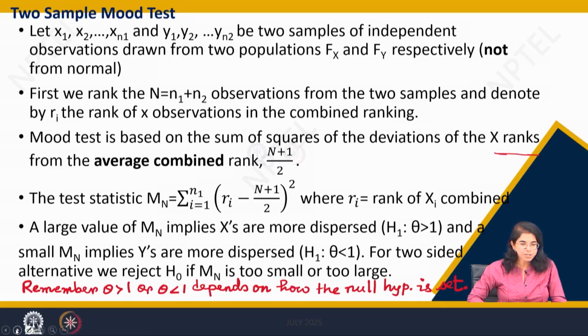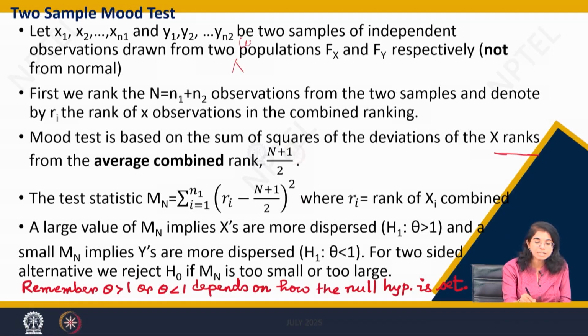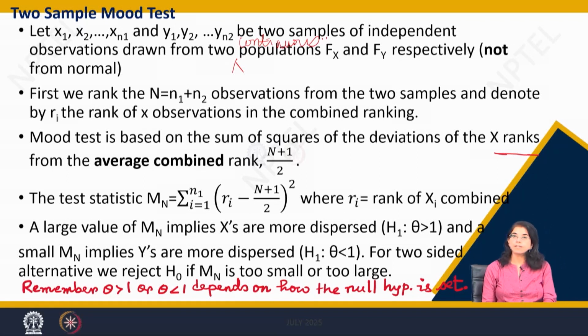Let X1, X2, ..., Xn1 and Y1, Y2, ..., Yn2 be two samples of independent observations drawn from two populations F_X and F_Y respectively, not from the normal. They are just two continuous populations. Better to write continuous population. I have missed it. Please make a note. They should be continuous.